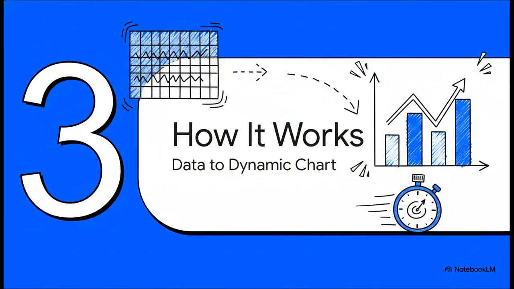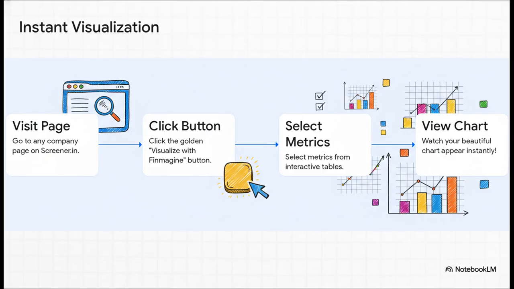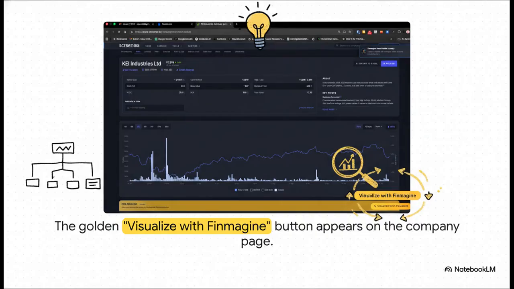Let's walk through it. We're talking about going from that static table of numbers to a dynamic interactive chart in literally just a few seconds. Here's the entire process. You just go to a company page, same as you always do. You click a new button that shows up, you pick the numbers you care about, and that's it. Your chart is ready. Let's see what that actually looks like. Okay, so once you've got the extension installed, check this out. This awesome golden Visualize with Finmagine button just appears right there on the company page. See how it just fits right in?